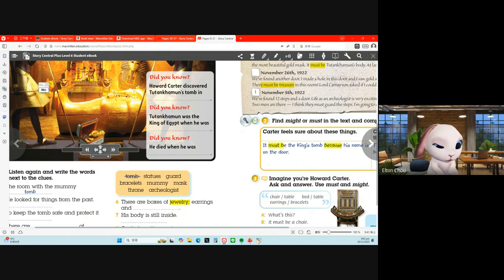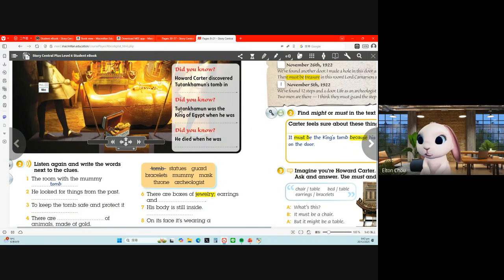I've got 3.5 minutes left for chapter 1. So here we go. First of all, Howard Carter discovered the tomb in 1922, right?